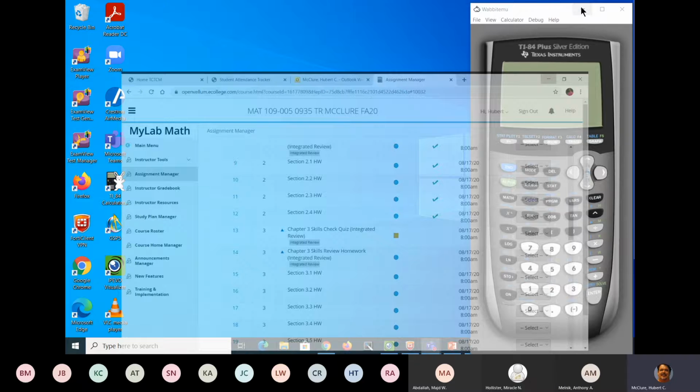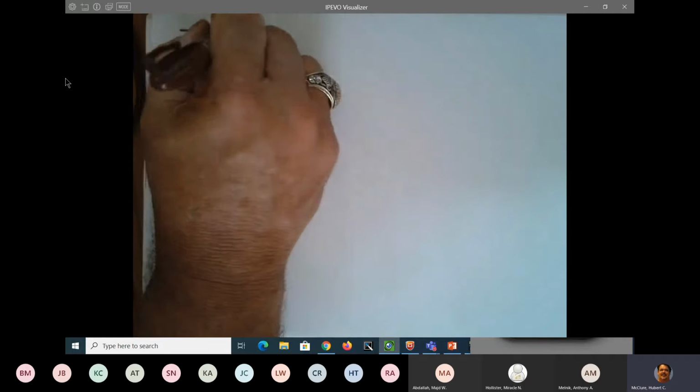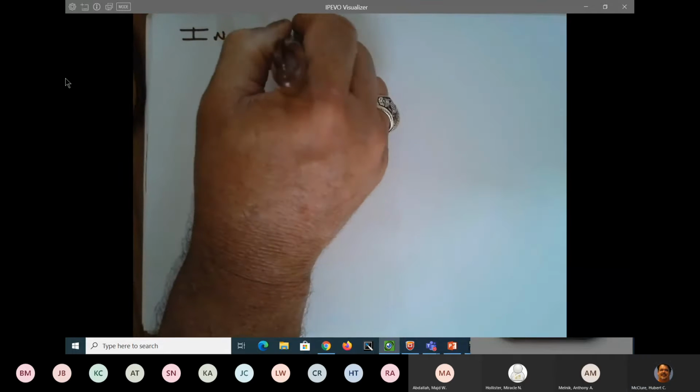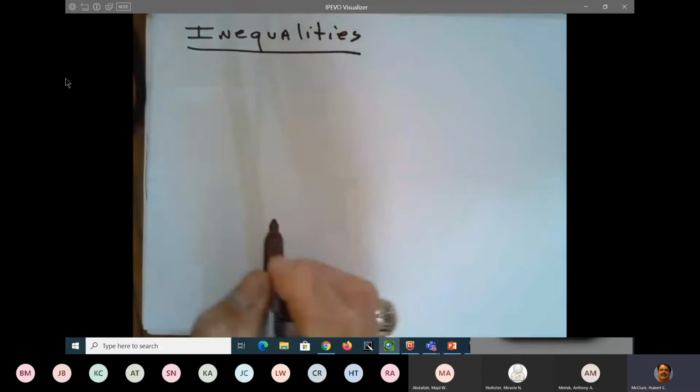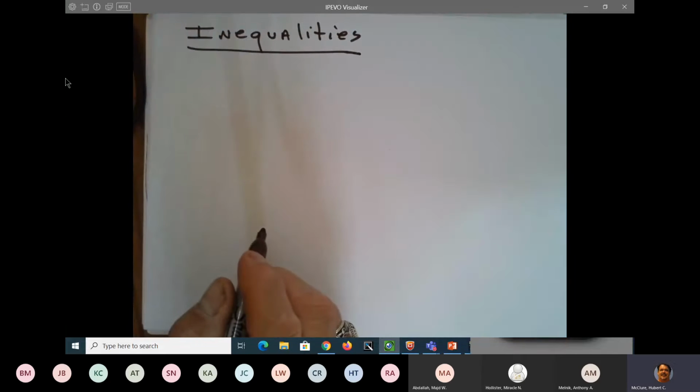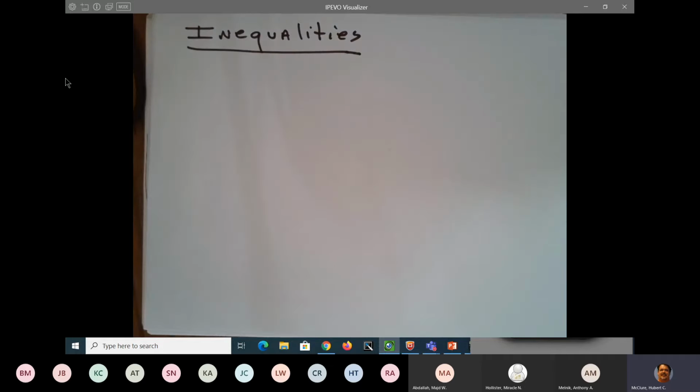All right, so let's get started on the last section, and that is inequalities. And of course, this is going to be an easier review. Inequalities. And I'm going to go over everything from solving basic inequalities to graphing inequalities. But first, we got to write down the red stuff. The red stuff means the important stuff. And here is the important stuff.